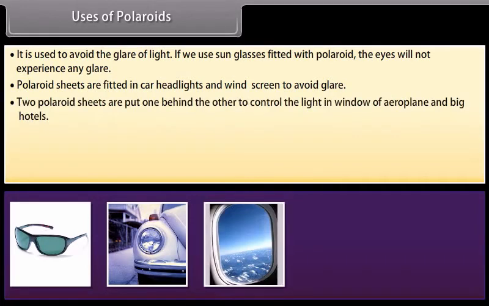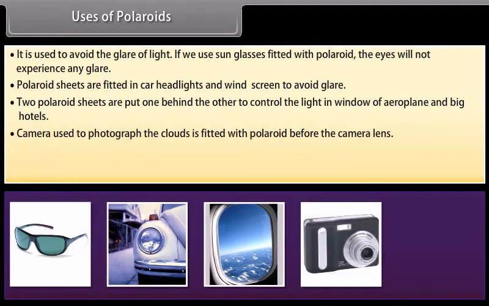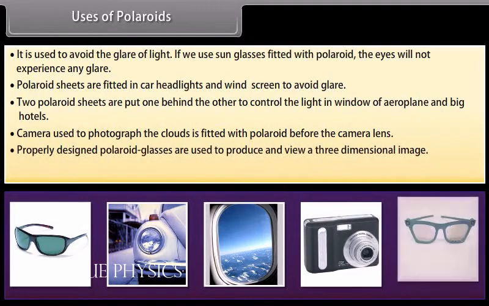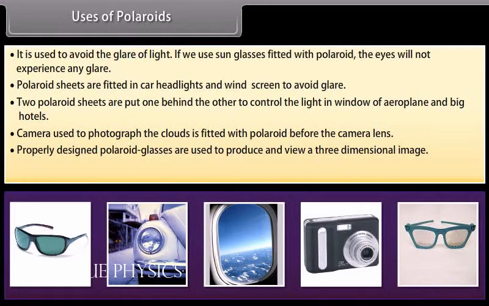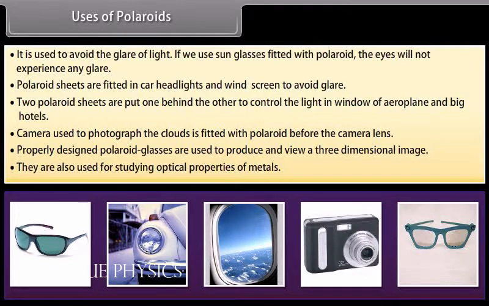Two Polaroid sheets are put one behind the other to control the light in windows of aeroplanes and big hotels. A camera used to photograph clouds is fitted with a Polaroid before the camera lens. Properly designed Polaroid glasses are used to produce and view three-dimensional images. They are also used for studying optical properties of metals. Malus's law.